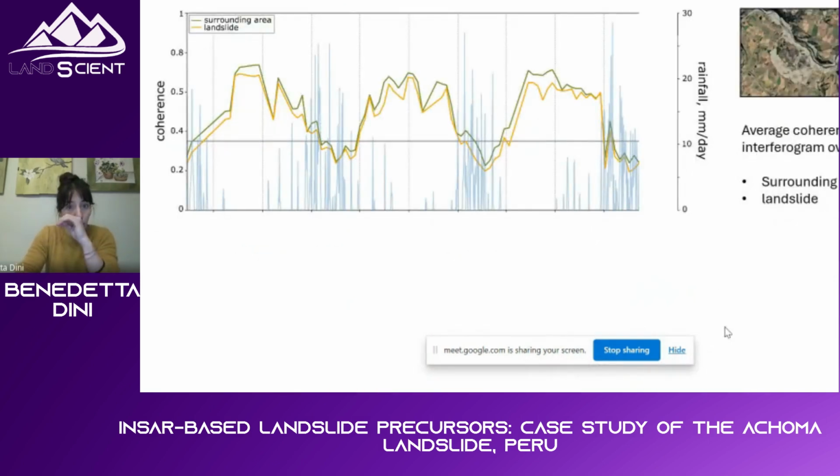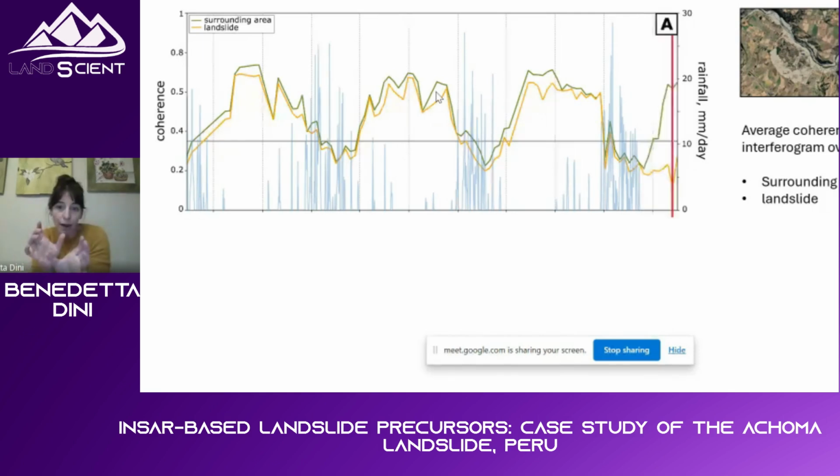And when we plot the coherence in time, here I show the mean, the average coherence within the landslide polygon, which is the area with a yellow line on this graph, and the average coherence in the surrounding area with the green line. We can see that it goes up and down, following a certain seasonality, and it goes down during the wet season.